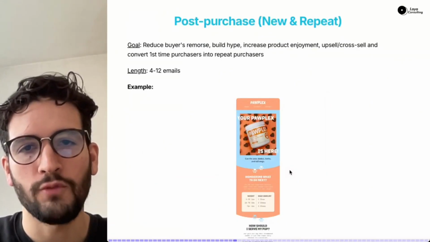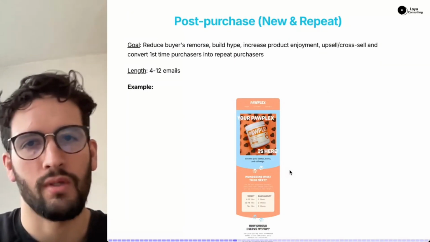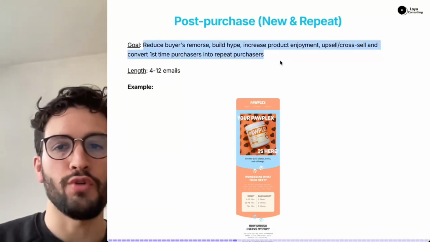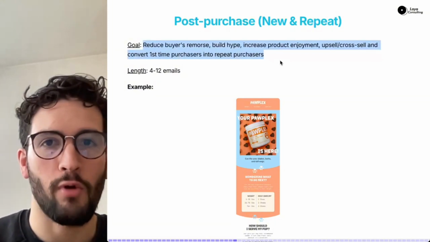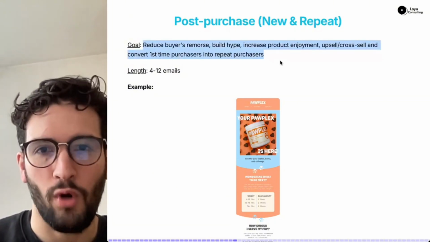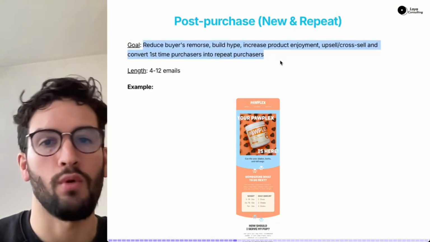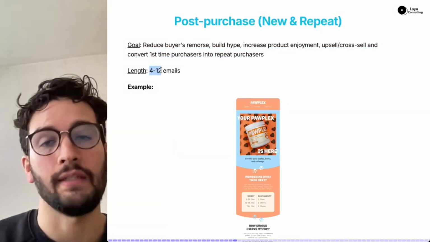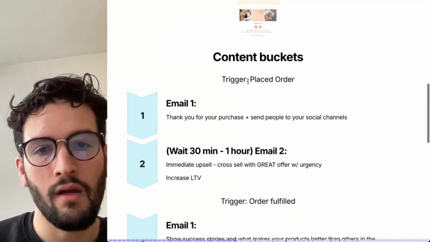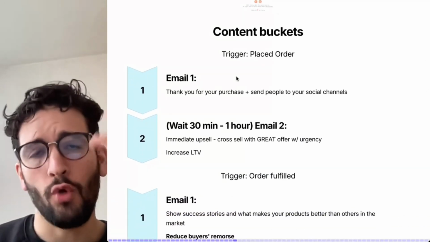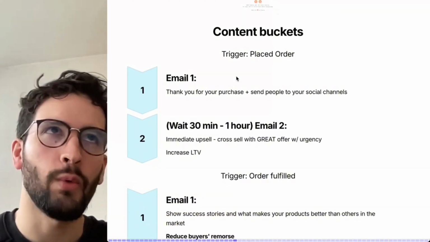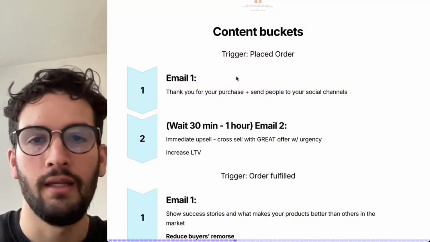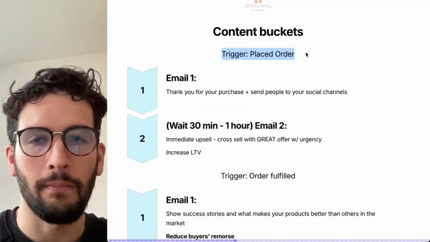Moving on, we've got the post-purchase sequence, which is one of the most important ones by far. The goal here is to reduce buyer's remorse, build hype, increase product enjoyment, upsell, cross-sell, and convert first-time purchasers into repeat purchasers. Length, 4 to 12 plus emails, to be honest. The content buckets: we actually separate the thank you flow into two different flows technically. First one is with the trigger place order.